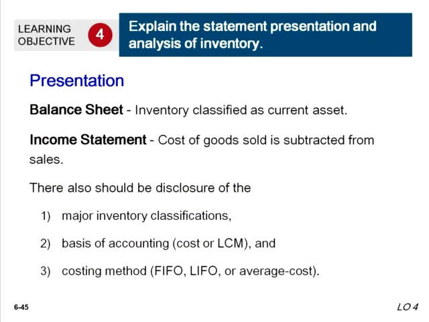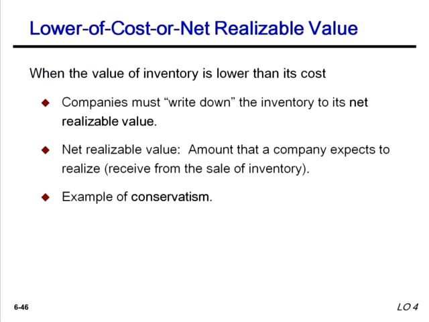All right. Now, we've seen this before. On the balance sheet, inventory is classified as a current asset. So what we have is we have cash, we have accounts receivable, and then inventory. We also know that cost of goods sold is subtracted from sales in order to come up with the gross profit, and that our costing methods will have an effect on what the cost of goods sold and hence the gross profit will be.